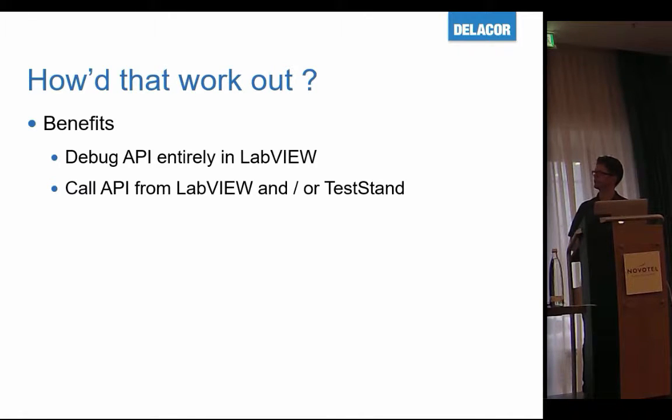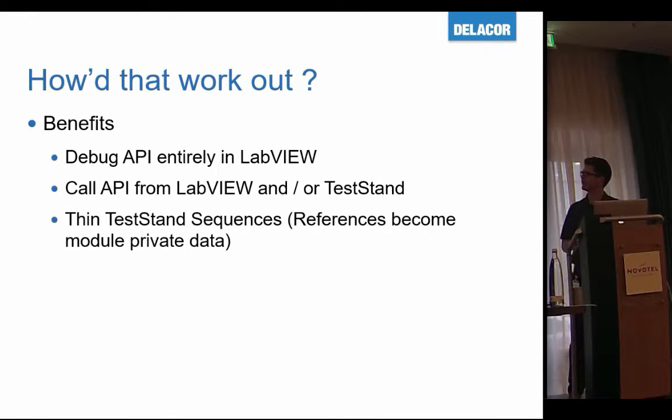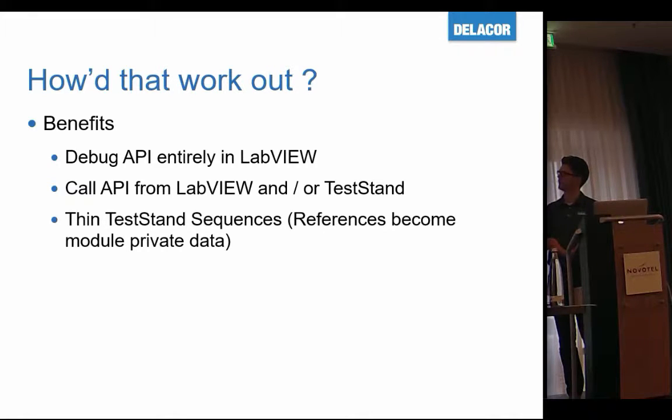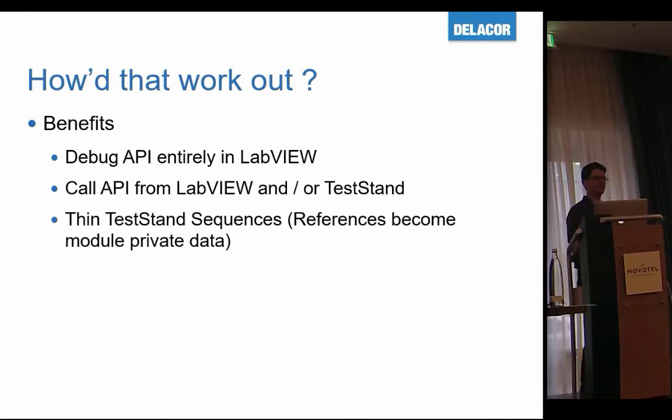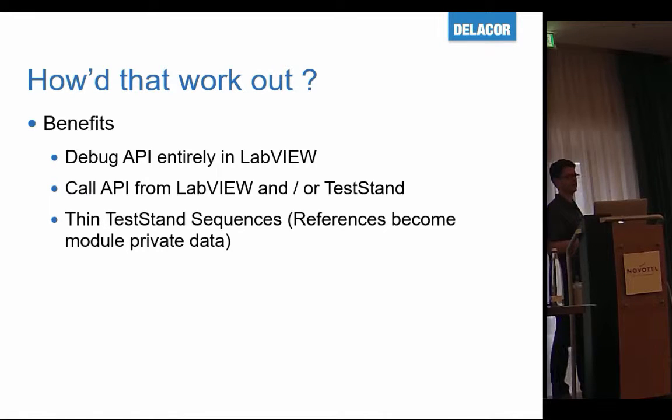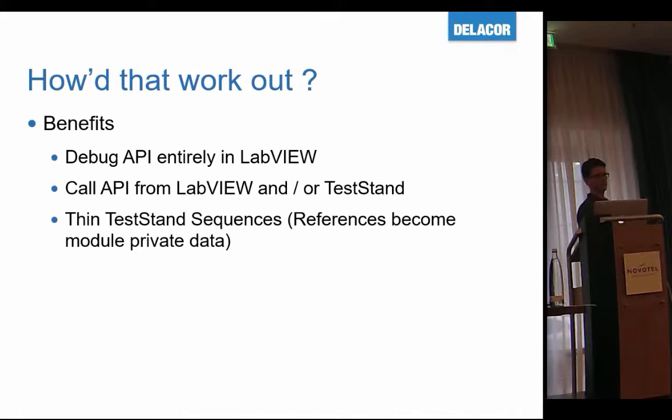So it results in what I'm kind of calling thin TestStand sequences. The references and everything are handled within the modular private data. So it's a very thin TestStand sequence, and I can get back to using TestStand to do what I think it does best, which is sequencing operations, testing multiple DUTs perhaps, but sequencing operations. I'm not going to try and do any kind of resource management at the TestStand level. I'm just going to use it as a pure sequencer.